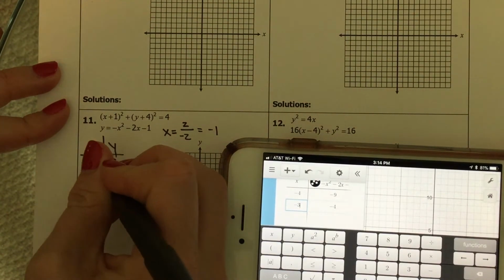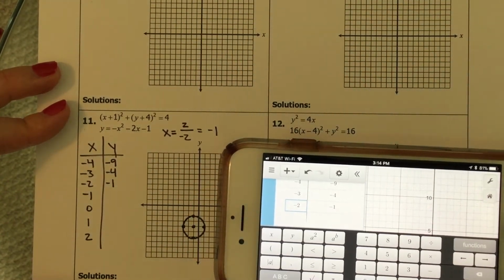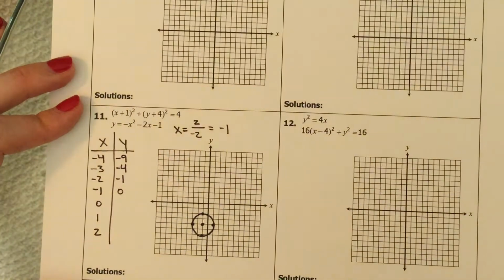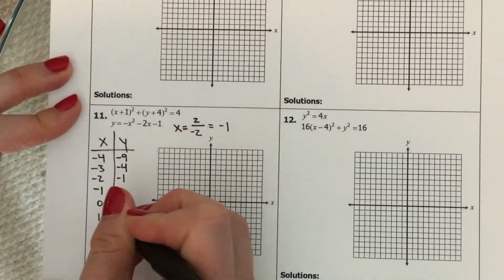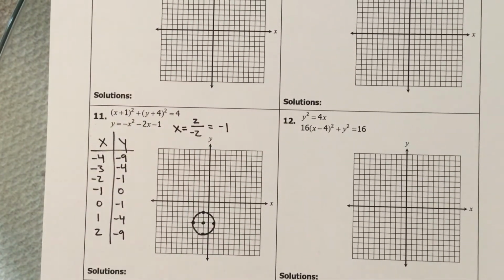Negative 3 is negative 4. Negative 2, whoops, it guessed for me and I deleted it. Negative 1 is at 0. And then it is a parabola. It's got symmetry. So after that vertex, it just mirrors itself back to the other direction. So let's connect the dots here.